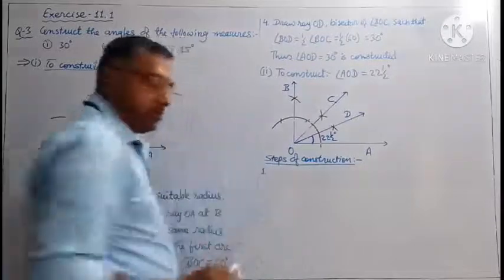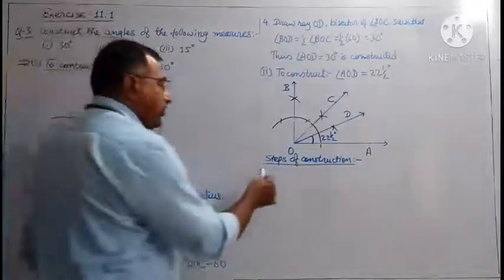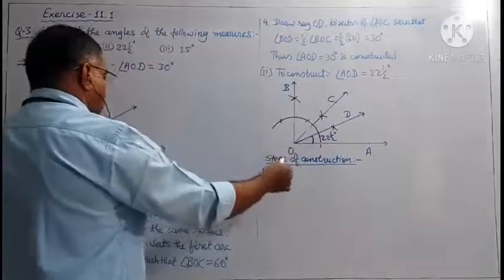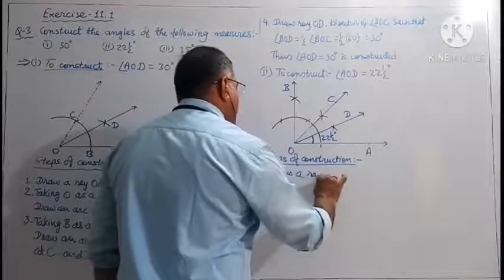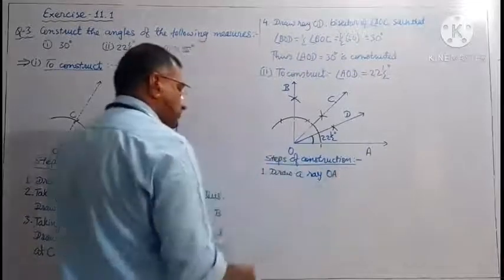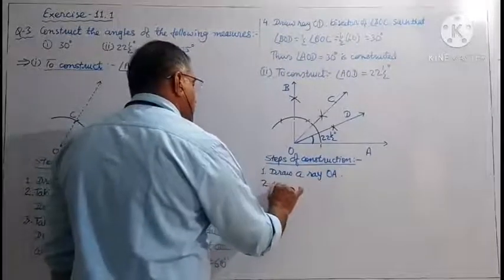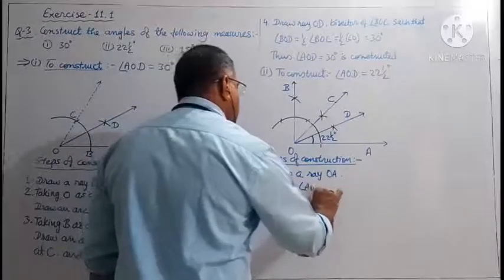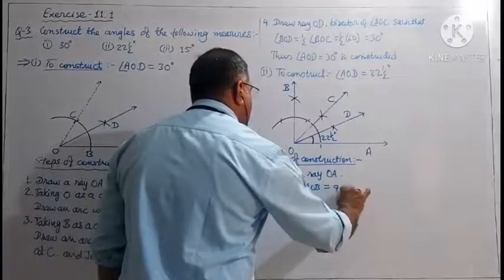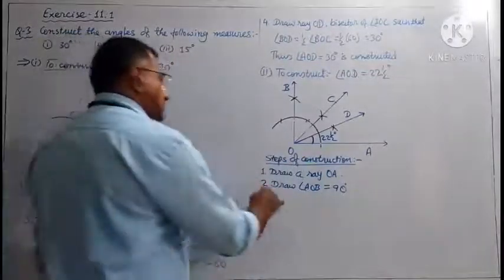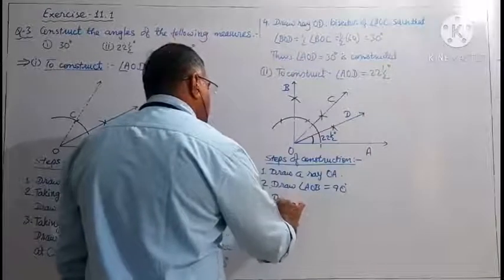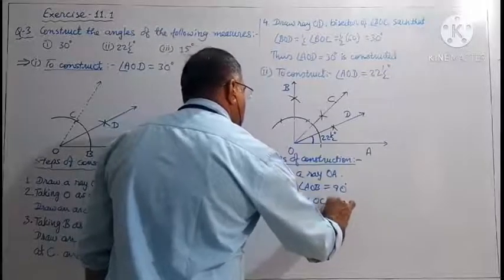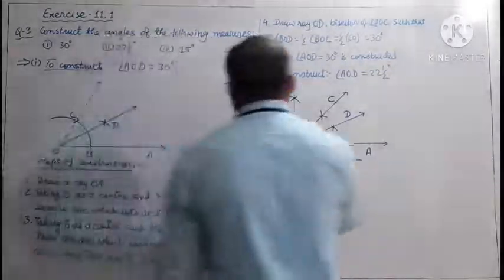So first of all, what we have done? Draw a ray OA. Then draw angle AOB equal to 90 degree. Then draw ray OC, that is the bisector of the angle.